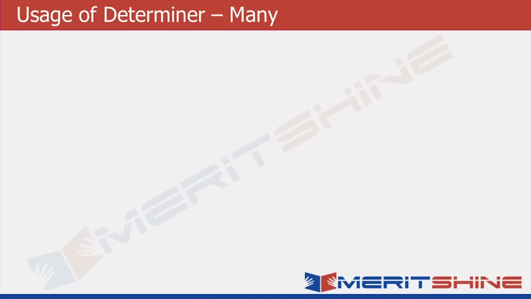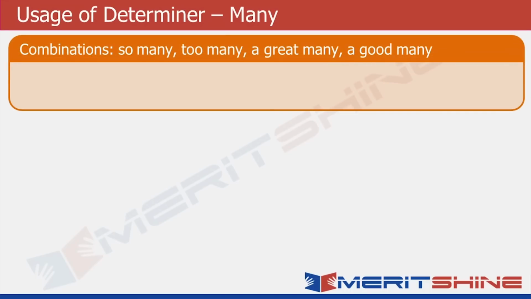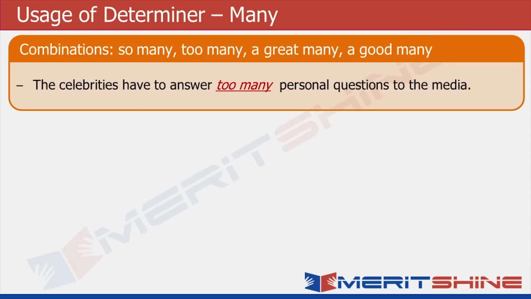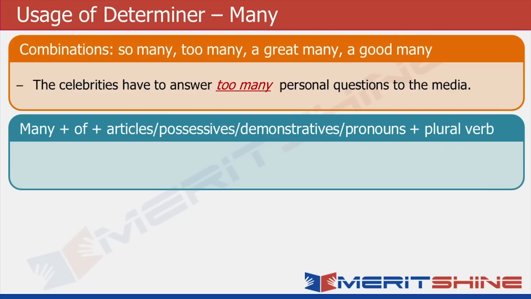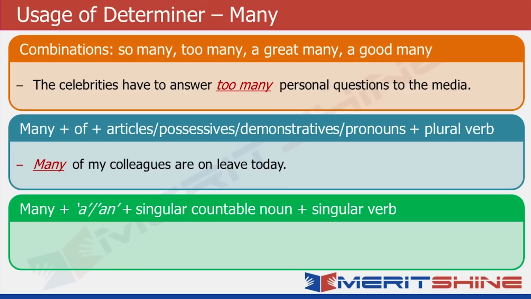Many is used in different combinations such as so many, too many, a great many, and a good many. The celebrities have to answer too many personal questions to the media. Many along with of and followed by articles, possessives, demonstratives or pronouns take a plural verb. Many of my colleagues are on leave today. Many along with an indefinite article a or an and followed by a singular countable noun takes a singular verb. Many a student has completed the project.